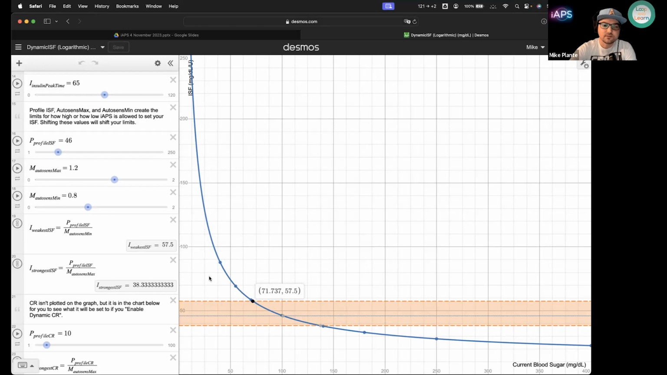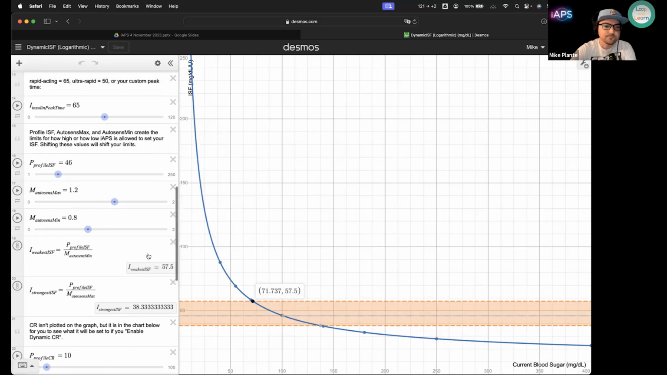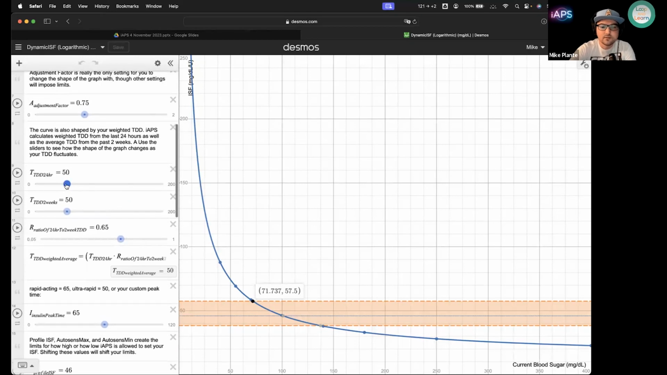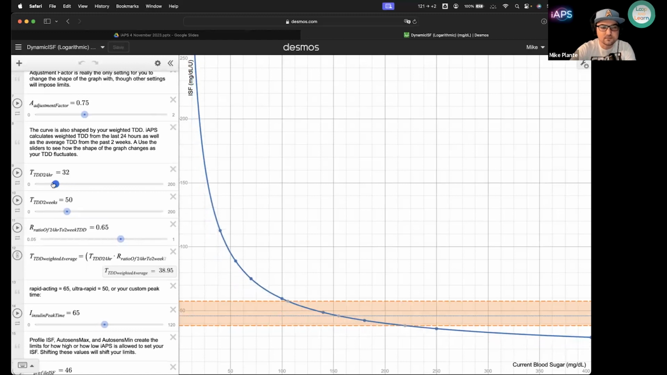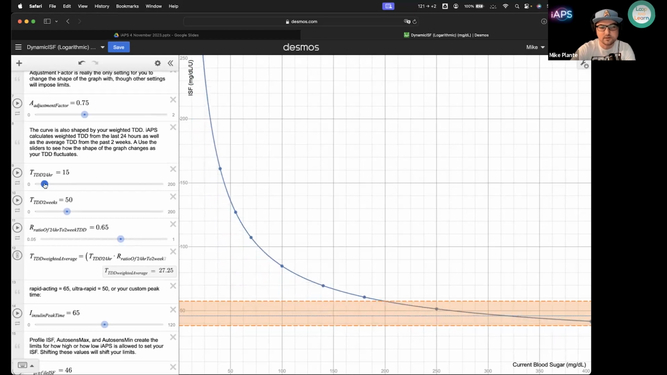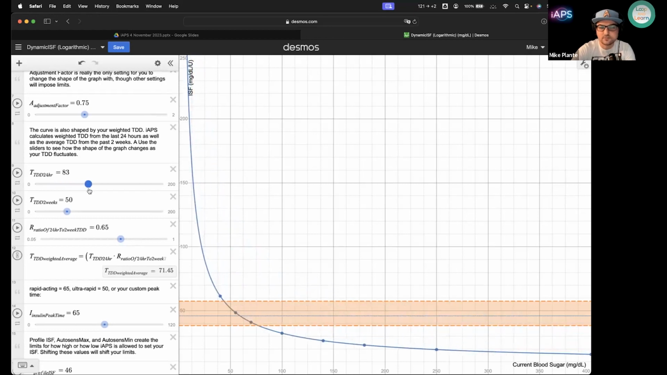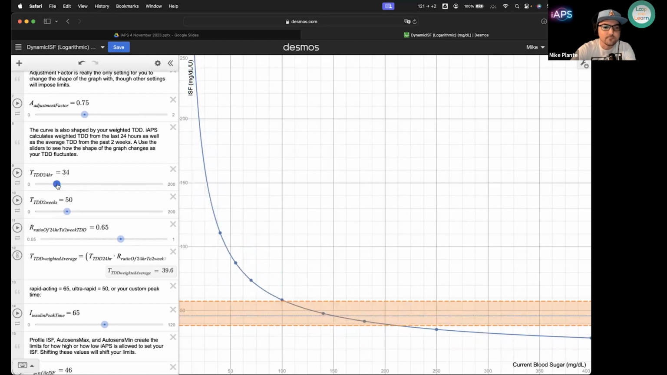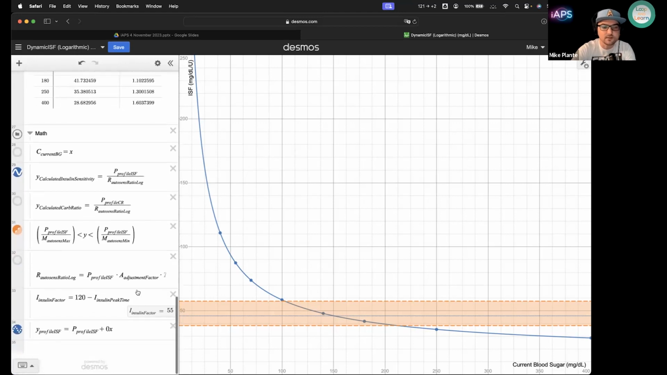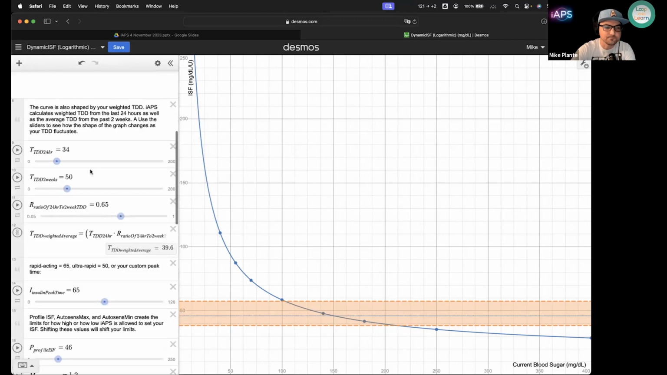So the way that this value, the blue line, is calculated, the main thing that it bases it off of is your total daily dose. So if your total daily dose is less, it's going to make the ISF less for everything. Less, remember, is a bigger number. Bigger number means weaker. So as you have less total daily dose, your ISFs are going to get weaker. More total daily dose, and it's going to get stronger. If you really want to look at all the math, it's all down here to figure out how it makes everything, but I'm just going to hide it.